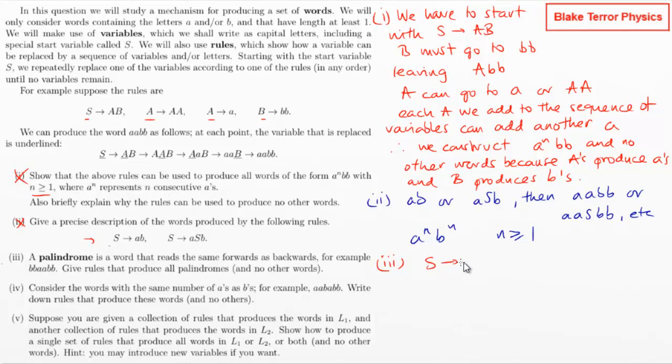So for S, we have to have things that are the same at the start or the end. So we could have AA, we could have BB, and then we're going to have other ones where we're putting things in the middle. And what we put in the middle is going to have to be also a palindrome. If we just stuck S in the middle, we could say S goes to ASA, or we could have S goes to BSB.